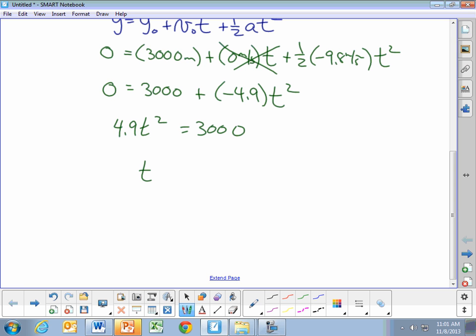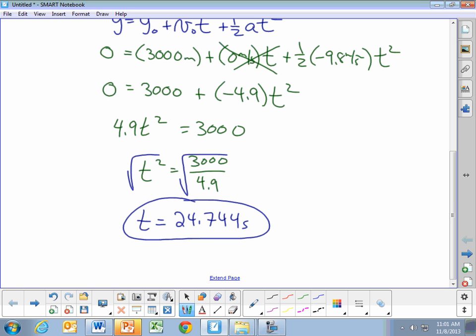So t squared is 3,000 over 4.9. And so then we have to take the square root of both sides. So we're going to get a time of the square root of 3,000 divided by 4.9, which gives us a time of 24.744 seconds. Again, you might say, well, that seems like an awfully long time.